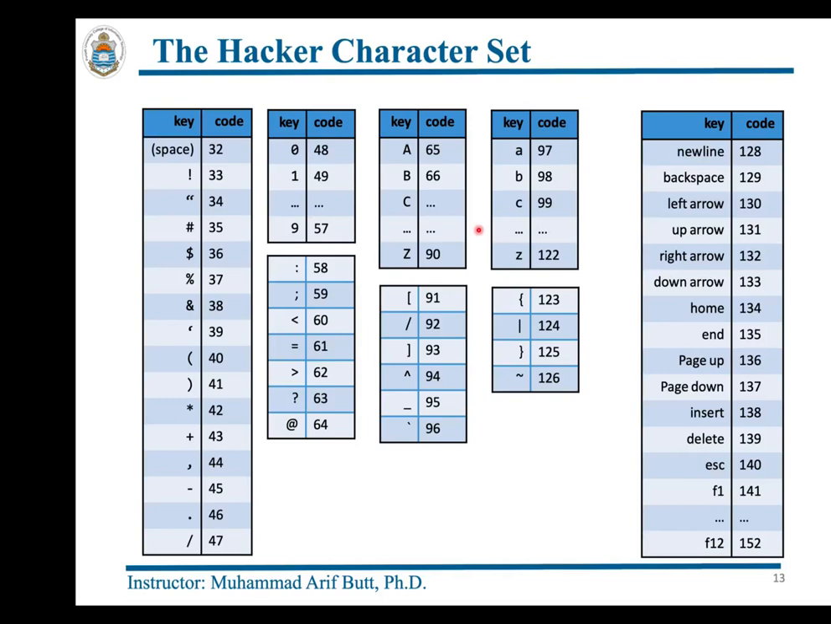And this slide shows the character set of the hack computer. These are some of the important keys and their corresponding ASCII codes that the hack computer recognizes. For example, the decimal codes for the uppercase alphabet start from 65, lowercase alphabet start from 97. The codes for the decimal digits 0 is 48, 1 is 49, and these are some of the special symbols. The left arrow is 130, up arrow is 131, and so on.